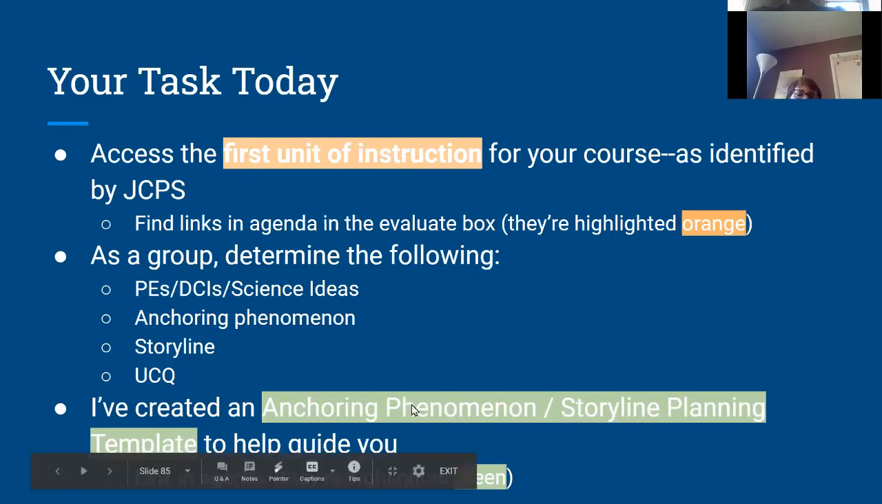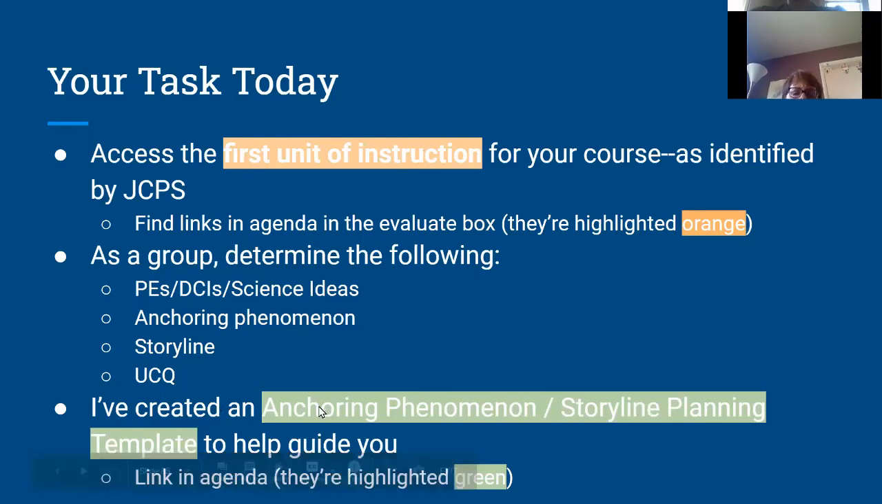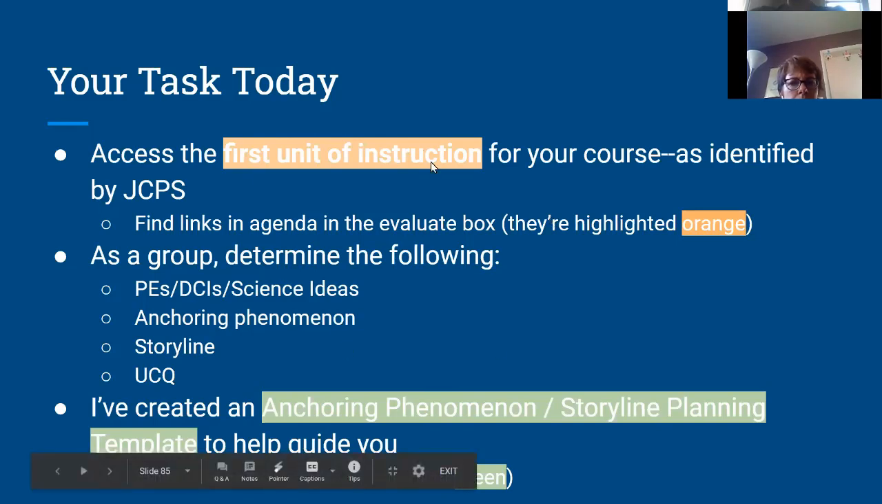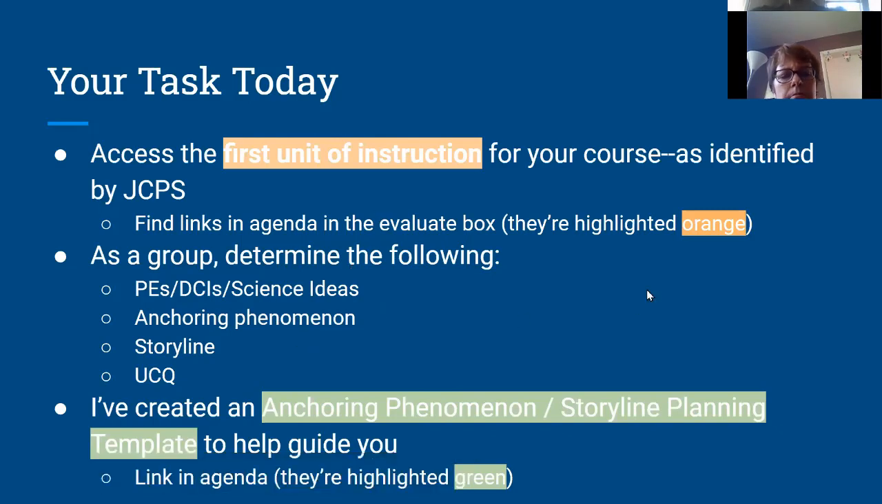And I've created an anchoring phenomenon / storyline planning template. Each of you has one. It's highlighted in green. You do not necessarily have to fill this out. I am not going to be grading you on it, but I think it's helpful to guide your discussion. So you'll go through this first unit of instruction together and look for these features.